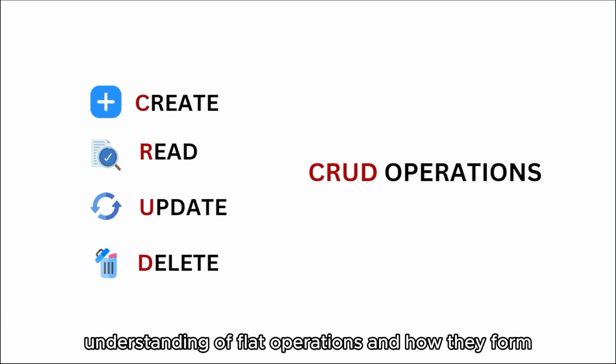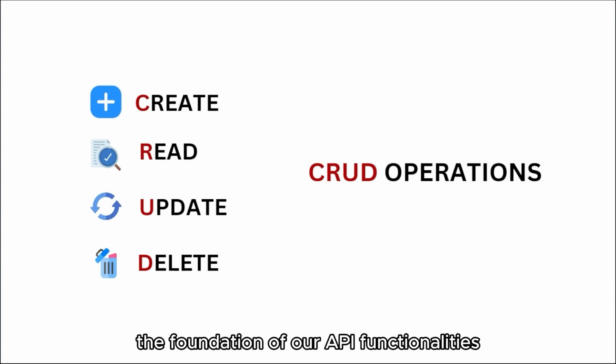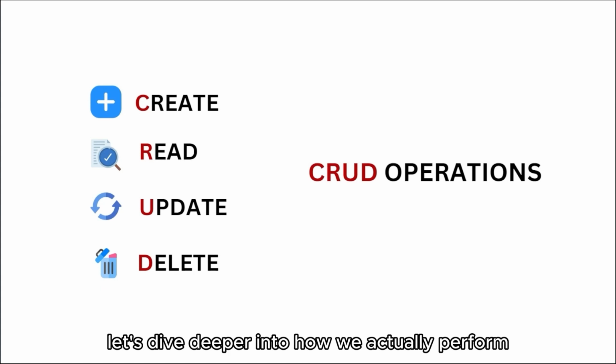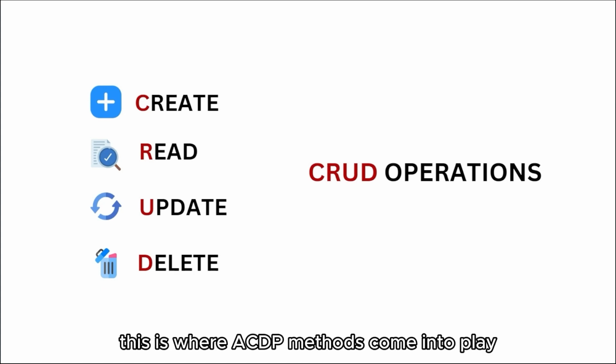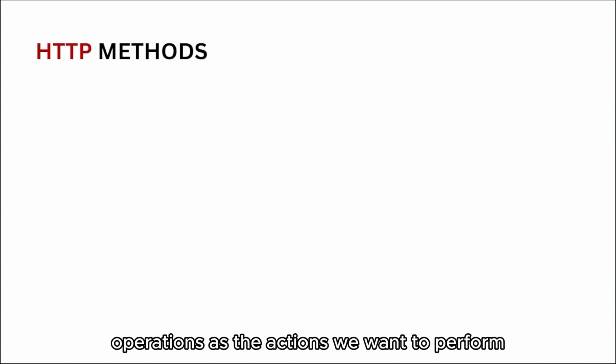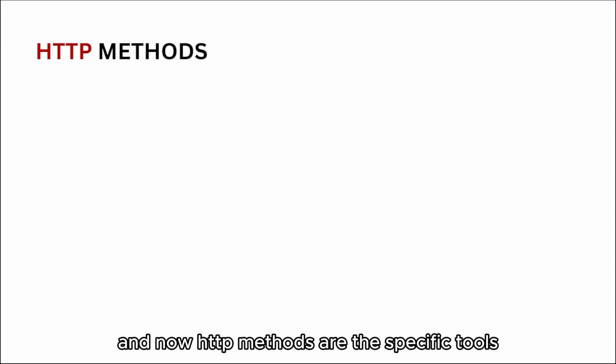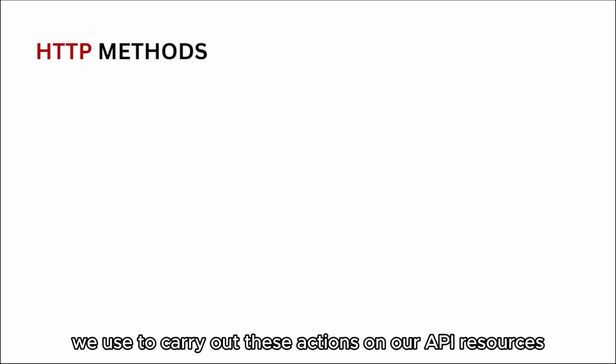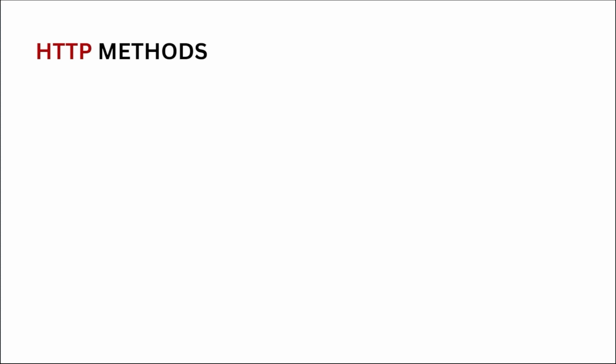Now that we have a solid understanding of CRUD operations and how they form the foundation of our API functionalities, let's dive deeper into how we actually perform these operations. This is where HTTP methods come into play. Think of CRUD operations as the actions we want to perform, like creating, reading, updating, and deleting data. And now, HTTP methods are the specific tools we use to carry out these actions on our API resources.